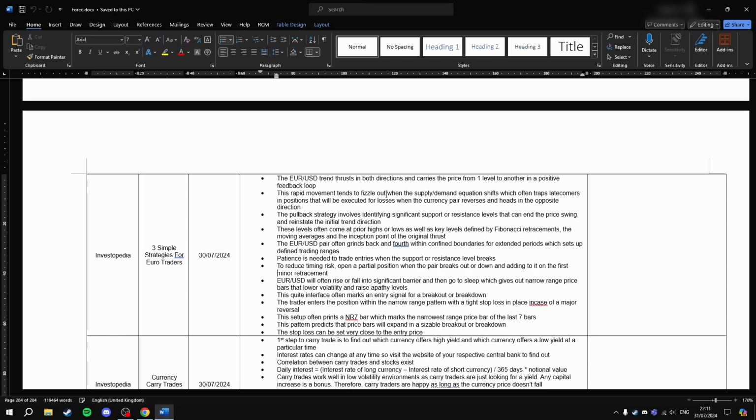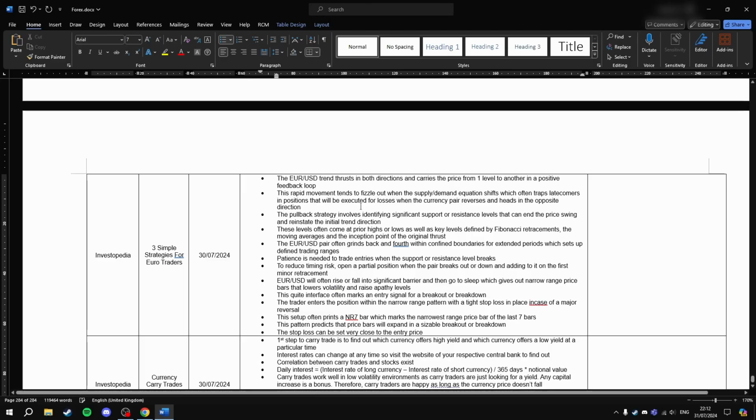The Euro USD pair often grinds back and forth within confined boundaries for extended periods, which sets up defined trading ranges. So patience is needed to trade entries when the support or resistance level breaks, and to reduce the timing's risk, open a partial position when the pair breaks out or down and add to it on the first minor retracement. Euro USD will often rise or fall into a significant barrier and then go to sleep, which gives narrow range price bars that lower volatility and raise apathy levels.